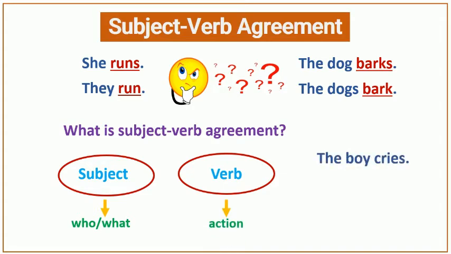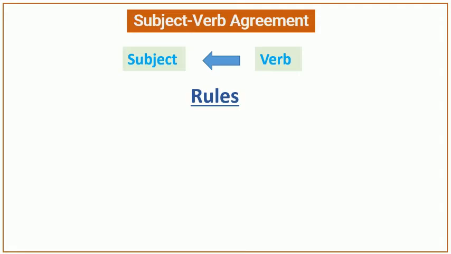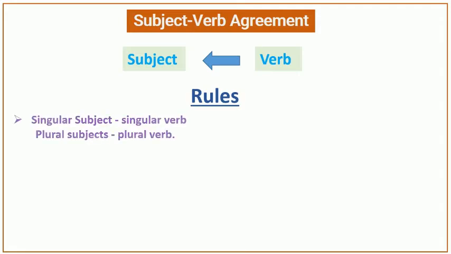For example, the boy cries. Here, the boy is subject and cries is verb. In English, the verb must match the subject. In other words, verb must agree with subject. This is called subject-verb agreement. The basic rule of subject-verb agreement is that singular subject takes singular form of a verb and plural subjects take plural verbs.